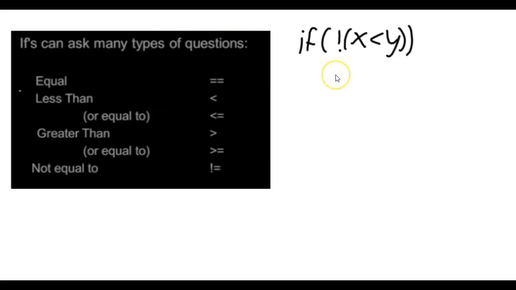If I said not x equal to y, equal in this case, what would the opposite of that be? If we said x equal equal y and put a not in front of it, the opposite of that would be x is less than y or x is greater than y. One or the other is true.